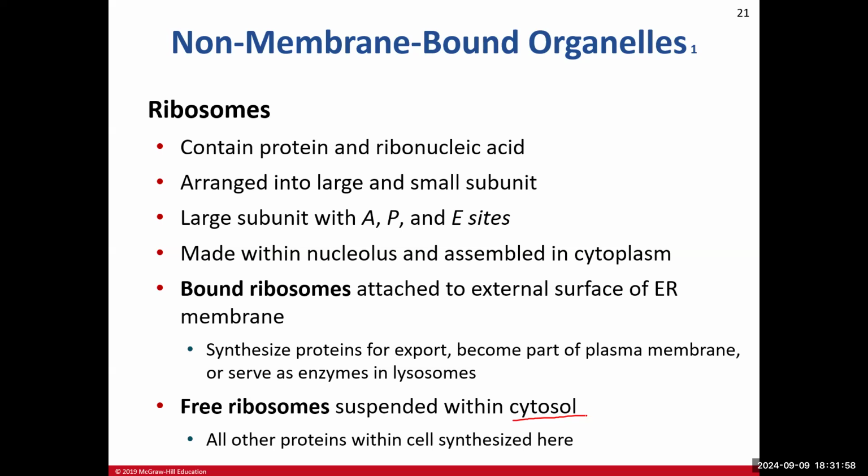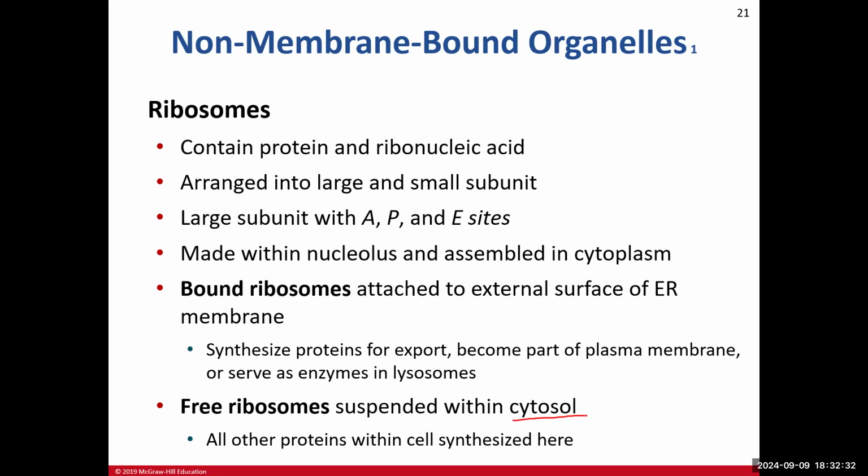Those ribosomes are going to make proteins that are going to wind up in one of three places. It's either going to be shot outside the cell, which means we're going to export it, or it's going to be part of the plasma membrane, or it's going to be one of those enzymes that we find inside of the lysosome. Those are the three. So that's what bound ribosomes do. The free ribosomes make all the other types of protein. So if an organelle needs some protein, the free ribosomes will take care of that.